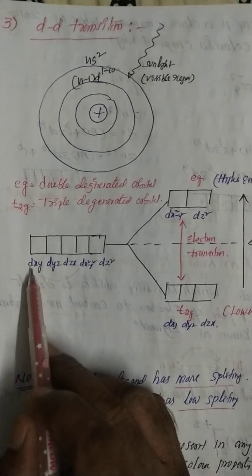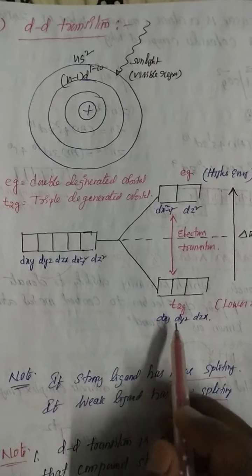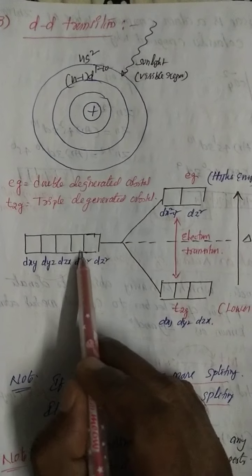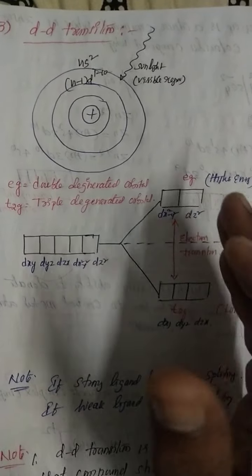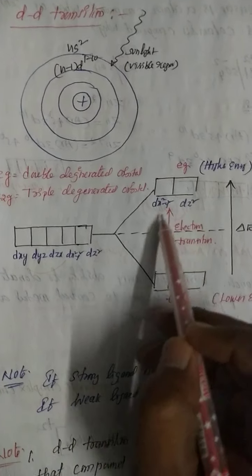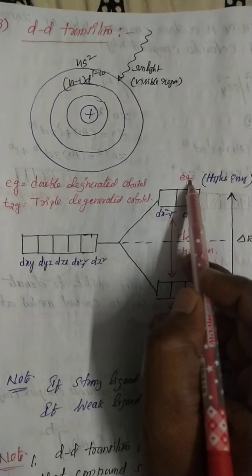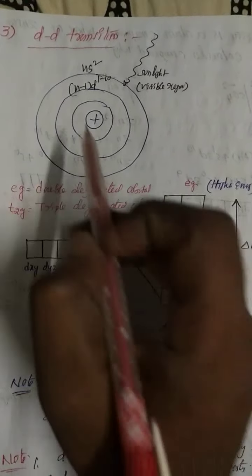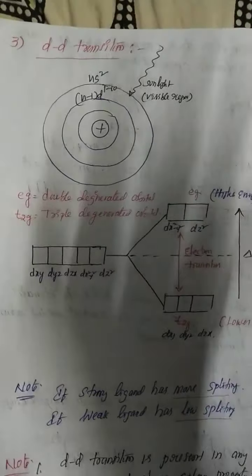So first three, dxy, dyz, dzx, is the triply degenerated orbital, and the last two are energy degenerate, meaning equal energy: dx square minus y square and dz square. So this is the EG level orbital, and this is the T2G level orbital. Now my dear students, d-d transition is present in any compound.